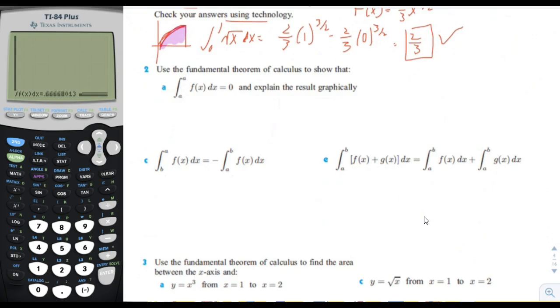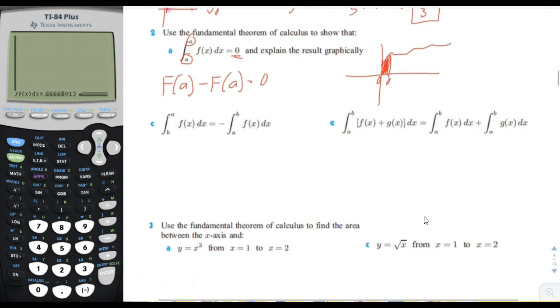Okay. Number 2. Use the fundamental theorem of calculus to show that going from the left limit of a to the right limit of a yields 0. And we kind of already did this. The fundamental theorem of calculus tells us that if we take the antiderivative and substitute in a, and subtract the antiderivative, substitute a, that gives us 0. So basically what that's saying is, you can have any function you want, and if you make the limits from x equals 0 to x equals 0, which is basically one on top of each other, a rectangle which has a width of 0, then the area is also going to be 0 because the rectangle has a width of 0.